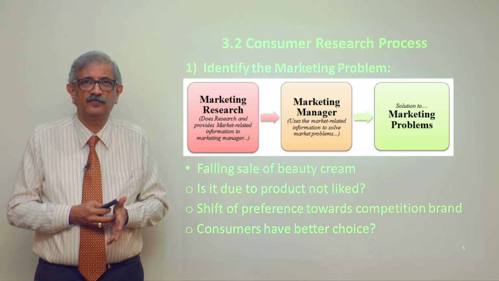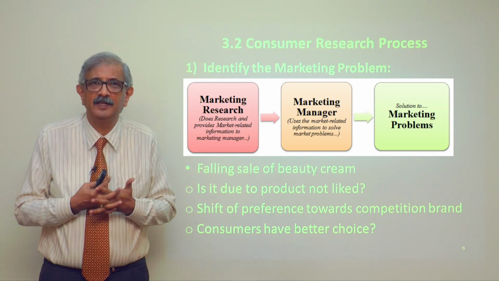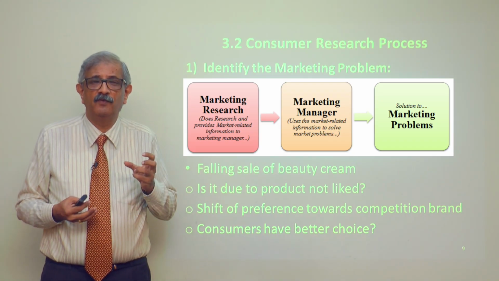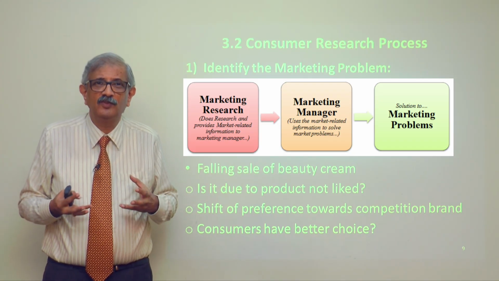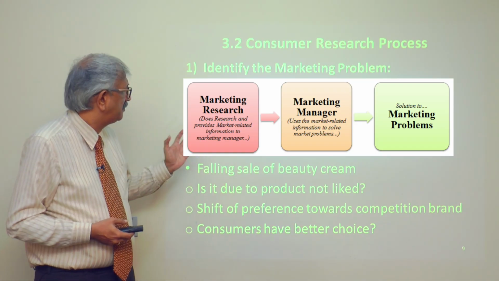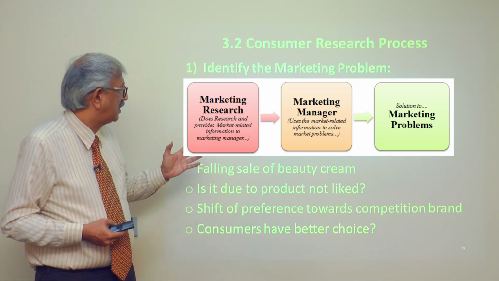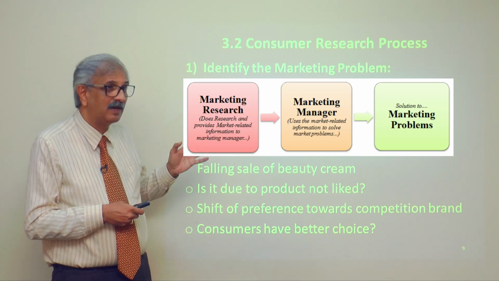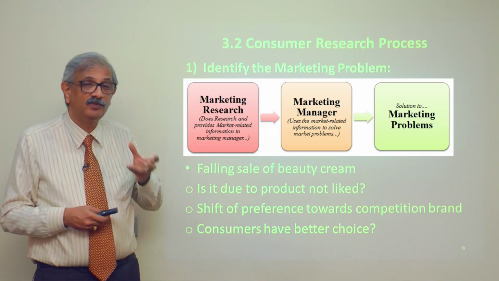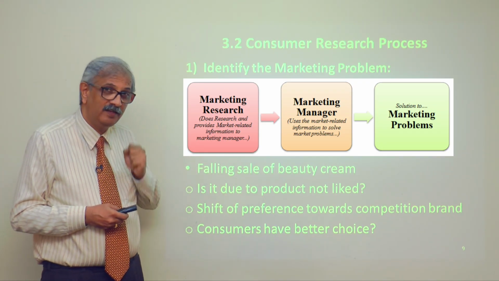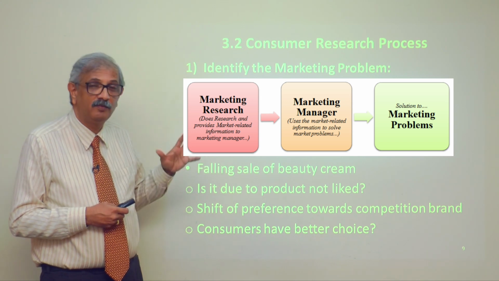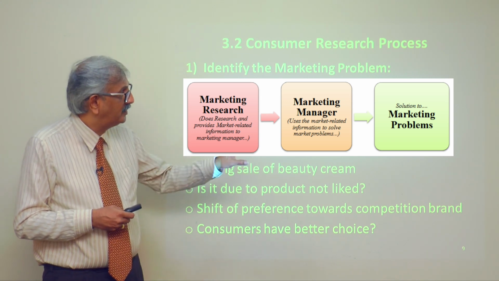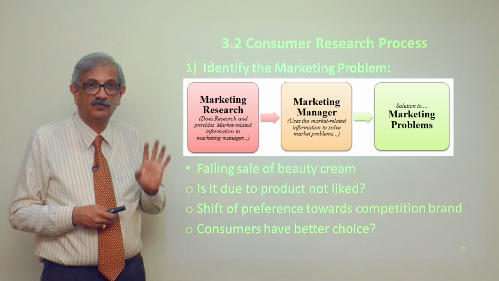So moving on, the first one is identifying the marketing problem. First, you should be clear about what your problem is. Here it has been represented: does research provide information to the marketing manager? So that's the market research. The marketing manager uses the data, the analysis or the inferences that he gets from the research to solve his marketing problem.